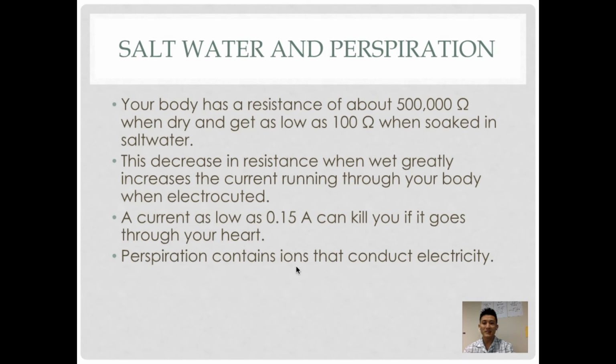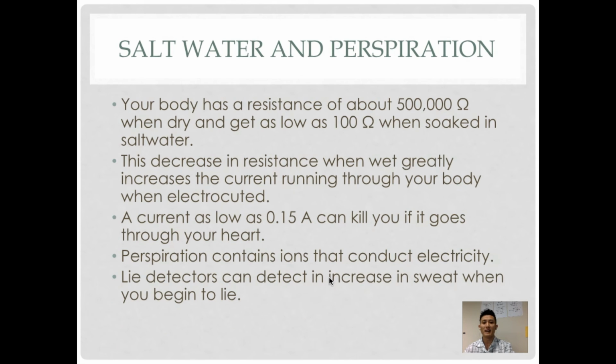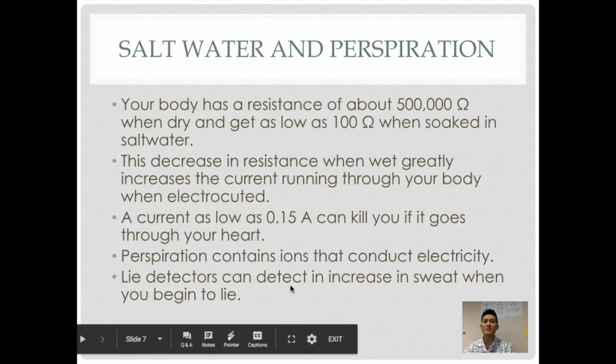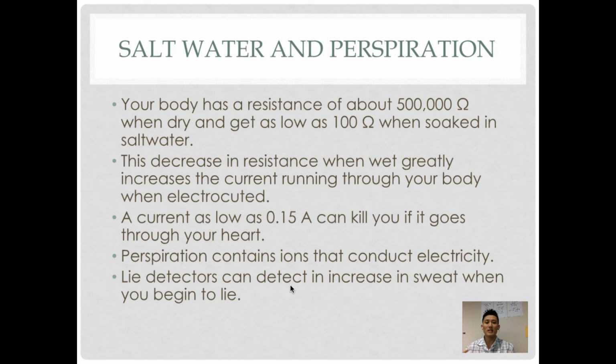And then lastly, when you sweat, you also release ions that can conduct electricity, so your resistance also goes down and makes you susceptible to having higher current run through you. That's why lie detectors use that to their advantage in determining if you're lying, because when you lie or when you are nervous, you'll start to sweat, and these detectors on your body can pick up this decrease in resistance or increase in electrical current that can run through your body, and that's how they can tell if you're lying or not. That's one way they can tell.